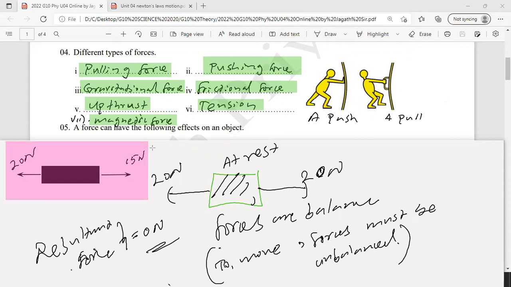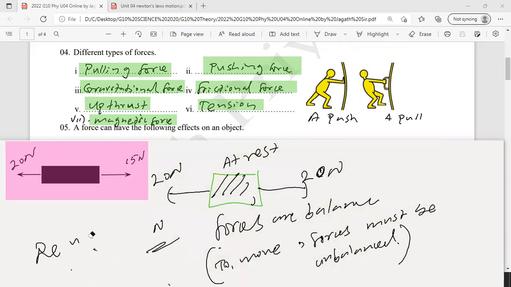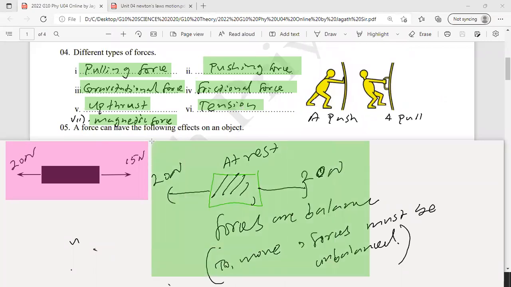See the difference? If forces are balanced, the object is at rest. If forces are unbalanced, the object is moving. Therefore, in order to move an object, the forces must be unbalanced. That's very, very important. To move, the forces must be unbalanced.